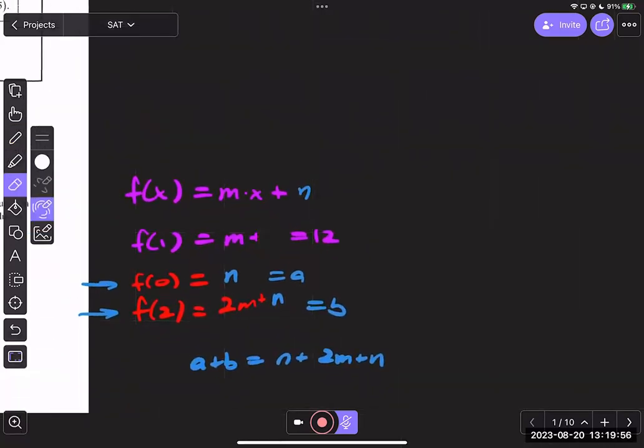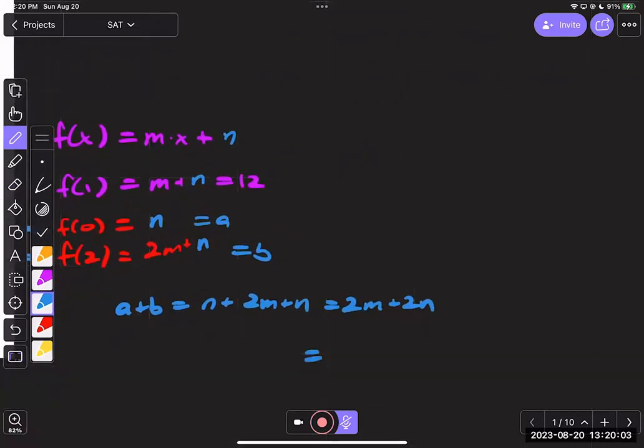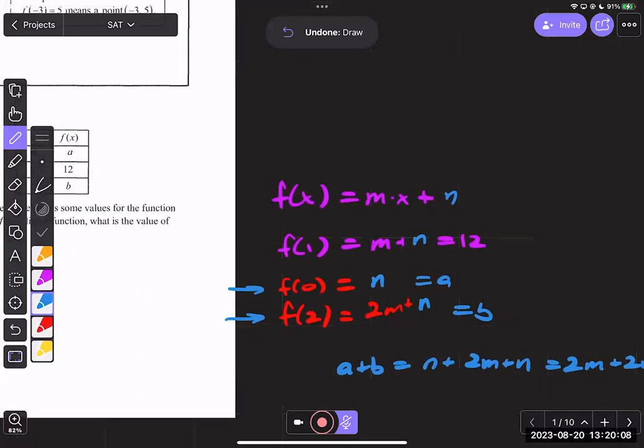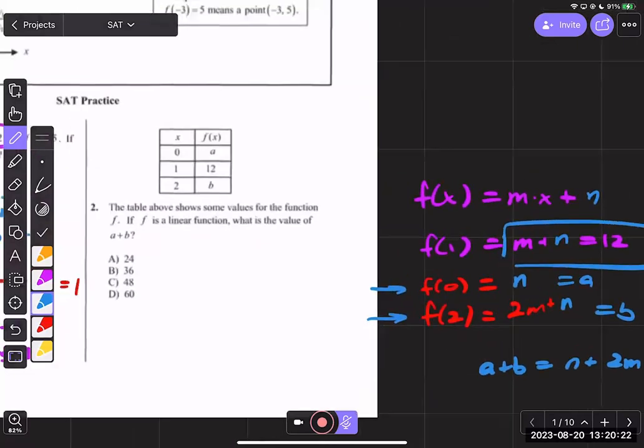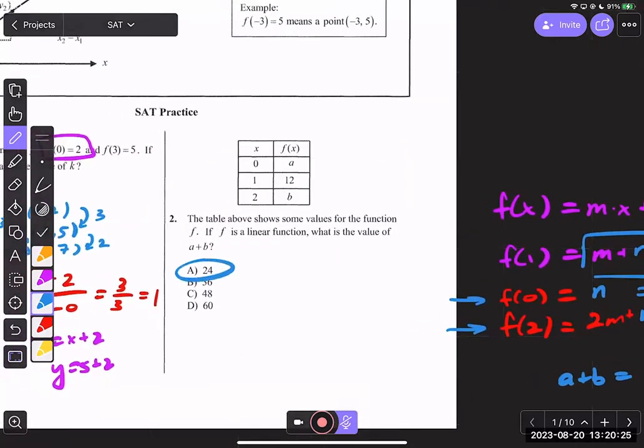So then a plus b is equal to 2m plus 2n. Right, but what's that equal to? What number is that? Well, you know that m plus n is equal to 12, so then it equals 24. That's the idea here. So paying a lot of attention to the fact that it's a linear function.